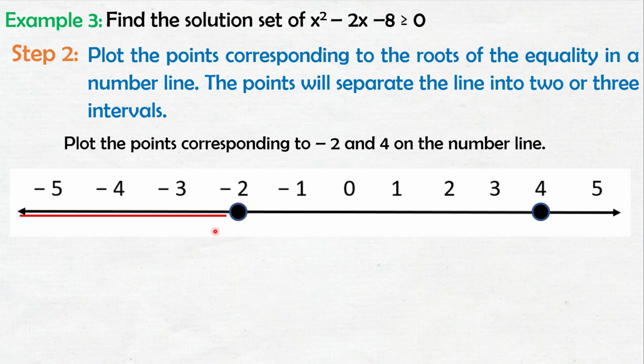Okay, so na-divide siya into 3 regions. So, we have region A or interval A. Ito yung mga numbers na less than negative 2. We have region B. Ito yung mga numbers between negative 2 and 4. And we have region C or interval C. Ito yung mga numbers na greater than 4.